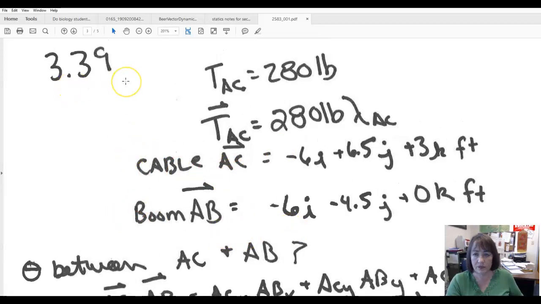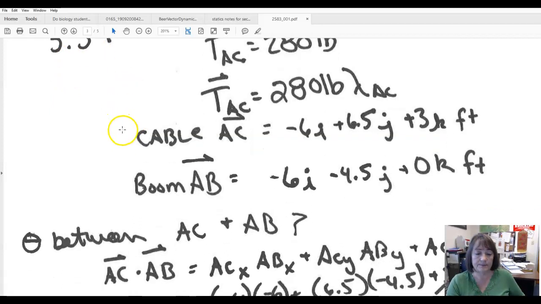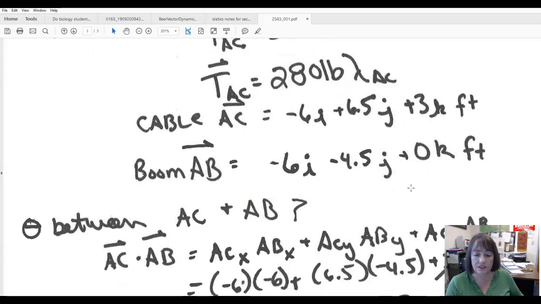So at this point, I would recommend that you take out your textbook and look at problem 3.39. We have the cable, which I wrote based on the dimensions in vector form, and the boom, which I wrote in dimensions in vector form, and I ask what is the angle between the boom and the cable.